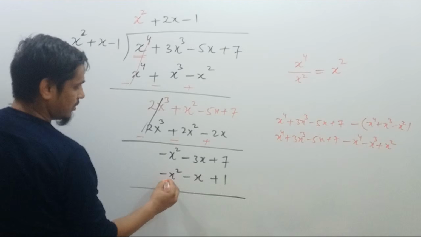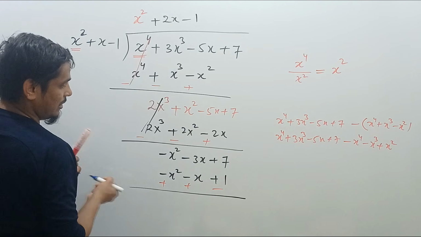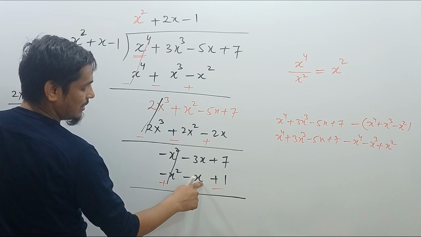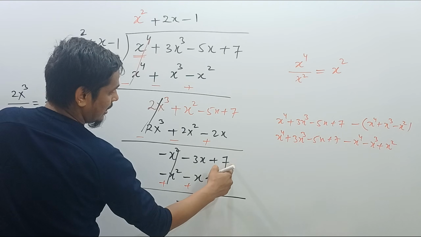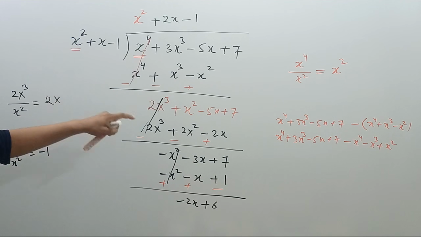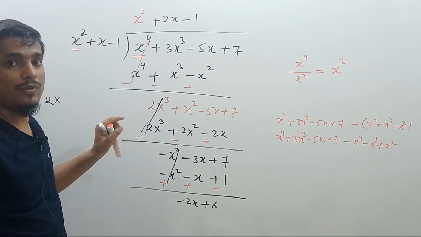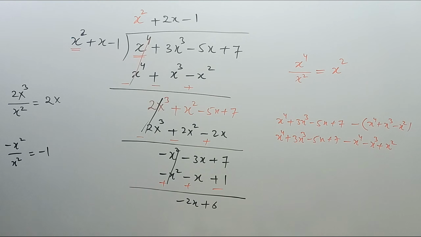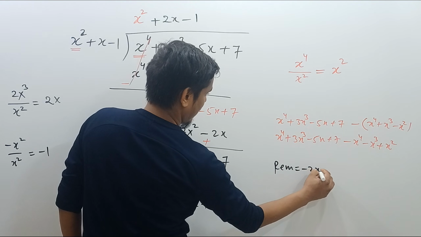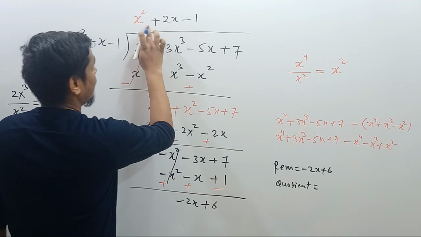Now just change the sign over here. This minus goes to plus, and plus goes to minus. So we can find that this negative x square and plus x square are cancelled. This negative 3x plus x is negative 2x, and 7 minus 1 is plus 6. So over here we can find that the degree of the remainder is less than the degree of the divisor. So we cannot further divide. The remainder that we got is negative 2x plus 6, and the quotient is x square plus 2x minus 1.